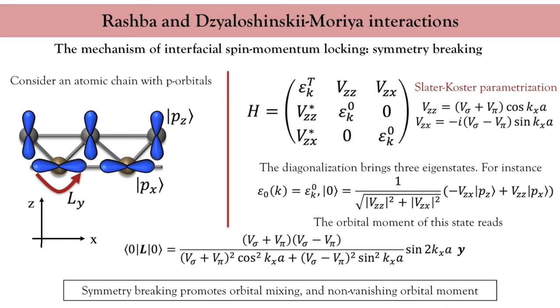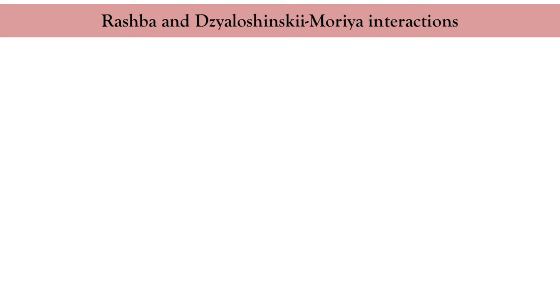This means that at equilibrium, when I sum over all the k states in the Brillouin zone, this orbital moment vanishes. But if I inject a current, or if I create a spatially dependent potential, let's say a domain wall, this orbital moment won't be zero anymore. Okay, we know how to create a non-vanishing orbital moment.